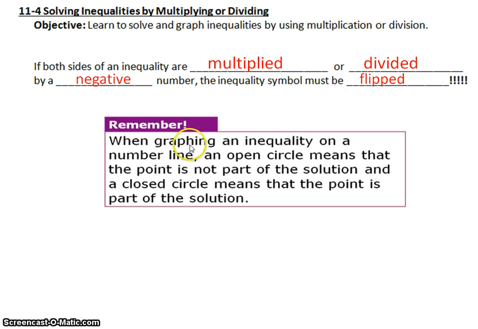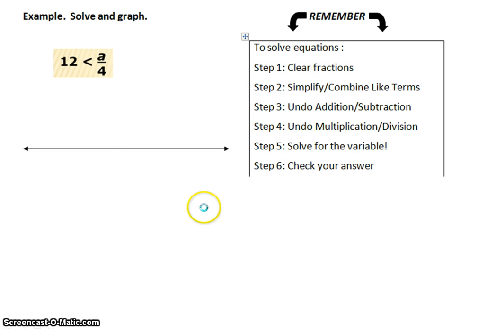Now remember, when graphing an inequality on a number line, an open circle means that the point is not part of the solution, and a closed circle means that the point is part of the solution. Let's take a look at our examples.